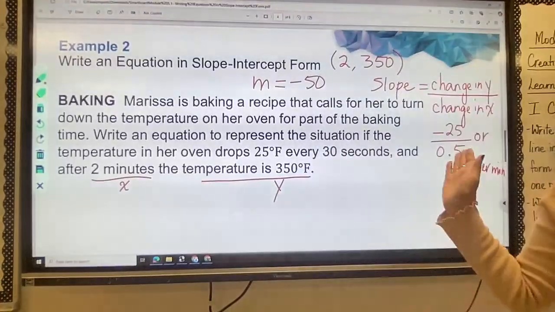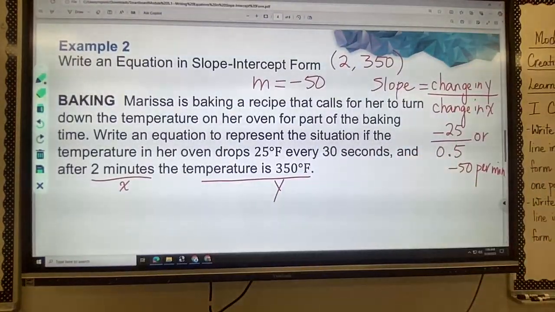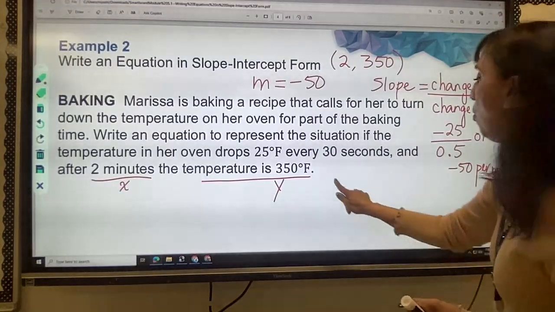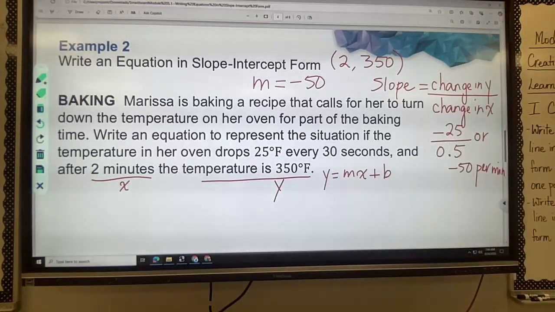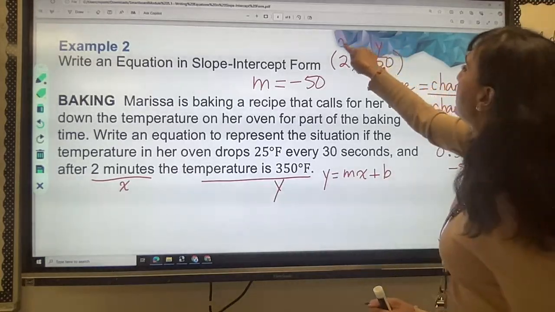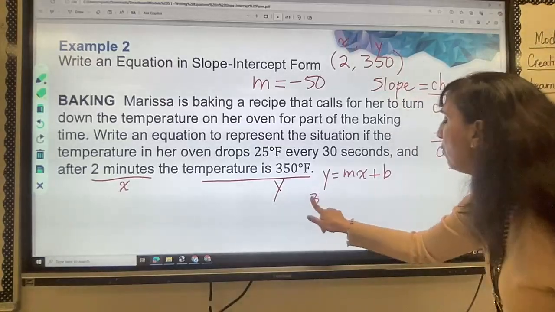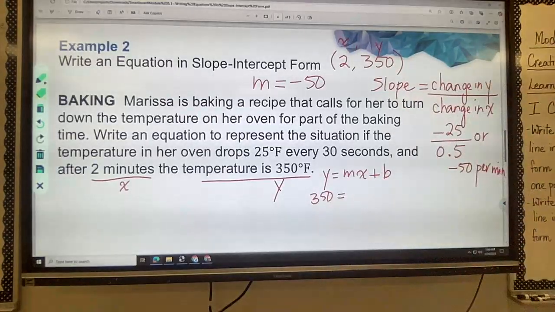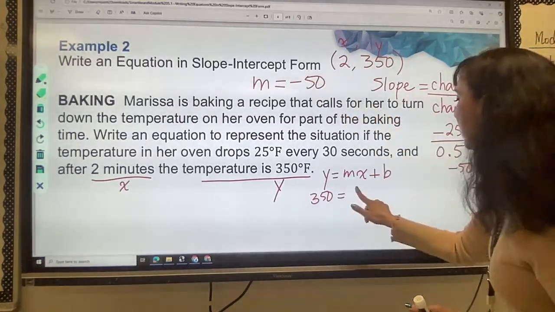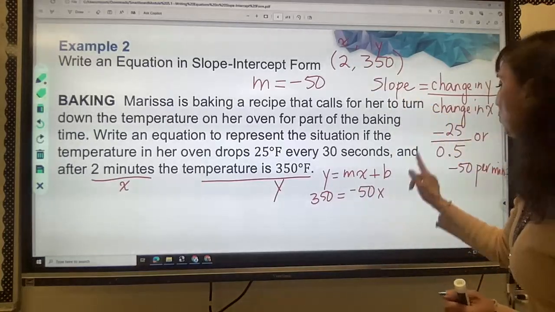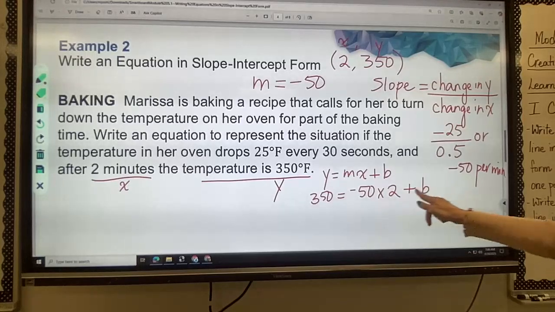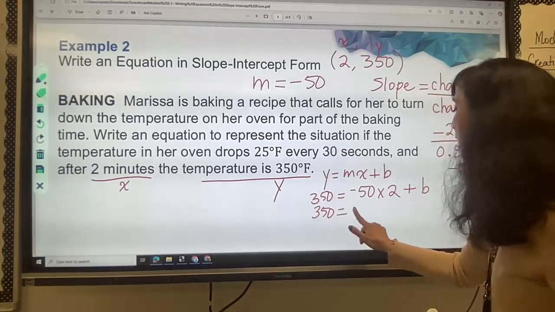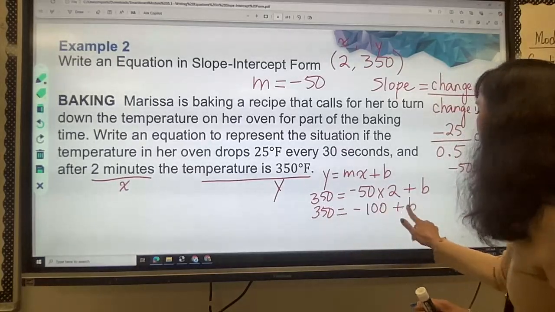Okay, and so now having this value, I am going to go ahead and solve it. So we know that Y is equal to mx plus b. And I'm going to substitute the value. This is Y, this is X. So we have 350 is equal to, what is my slope? We just calculated as negative 50 times what is X, which is 2, plus B. And so now the negative 50 times 2, that is going to give me a negative 100 plus B.